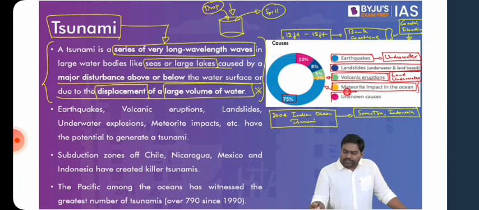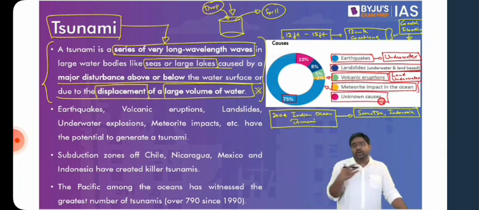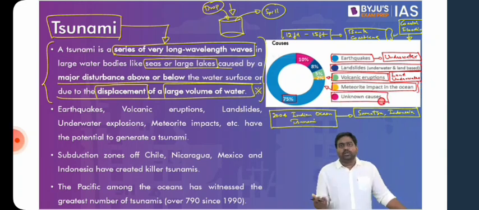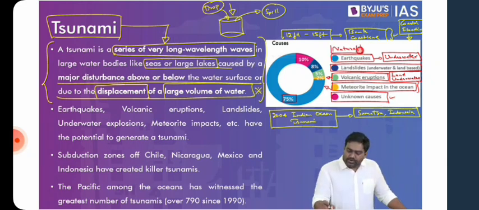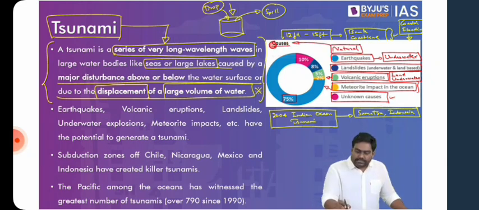And there are a few other unknown causes as well. In certain cases of tsunami waves, we have not been able to determine what exactly caused the tsunami. Was it an earthquake? Was it a volcano? So some are categorized as unknown causes. So these are the natural causes contributing to tsunamis. Is that clear? These are the natural causes.